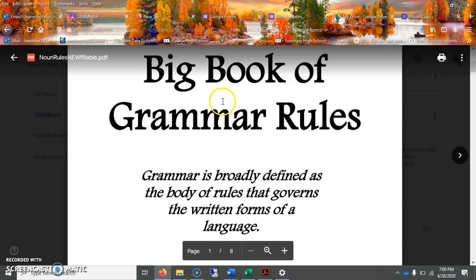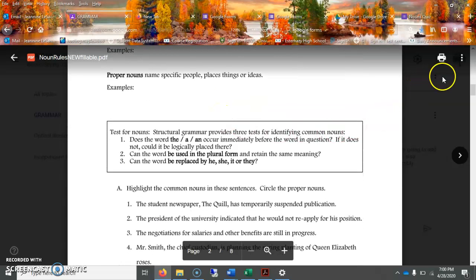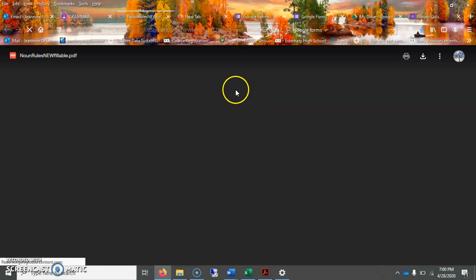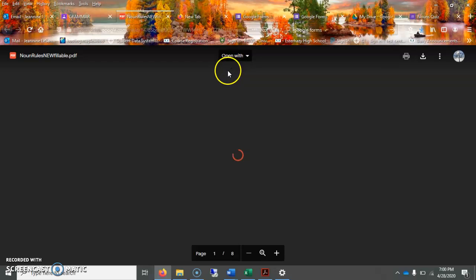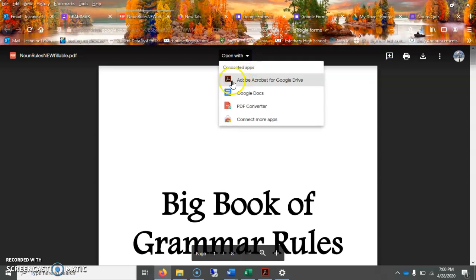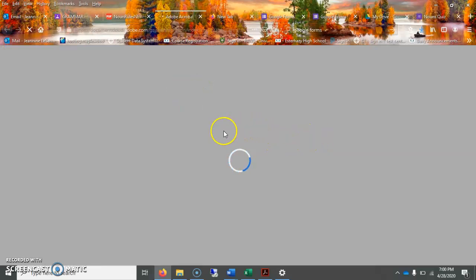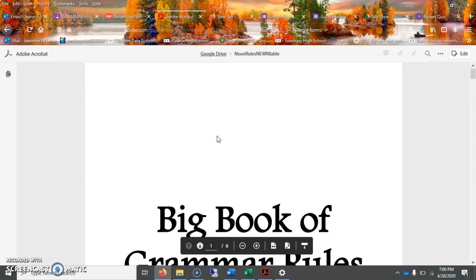So this is the big book of grammar rules. You're going to open it, maybe in a new window first. And in order for it to be fillable, you have to connect with the Adobe Acrobat for Google Drive. I think that should be an option for all of you. If it isn't, let me know so that we can figure that out. This is how you're going to open all of these. I'm just going to do it like this the one time, and then it'll look like it's supposed to look in here for you guys.